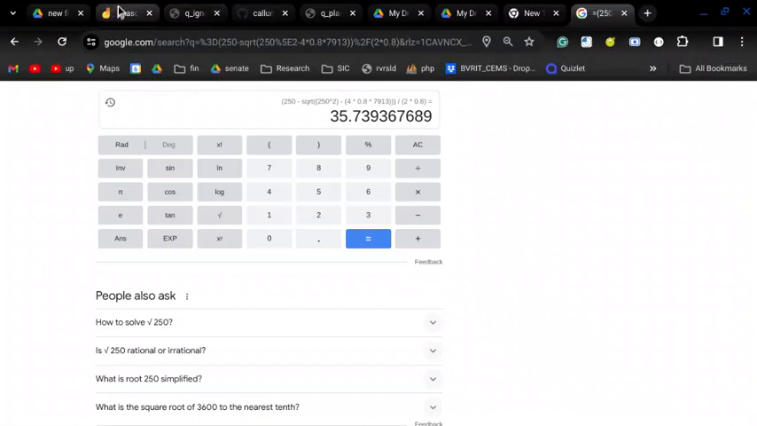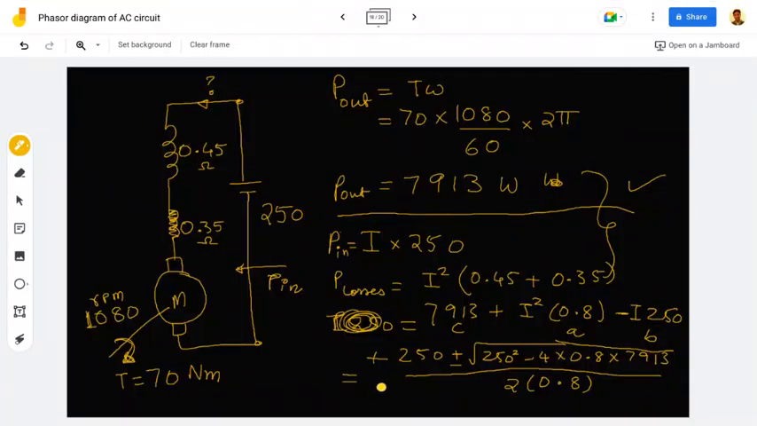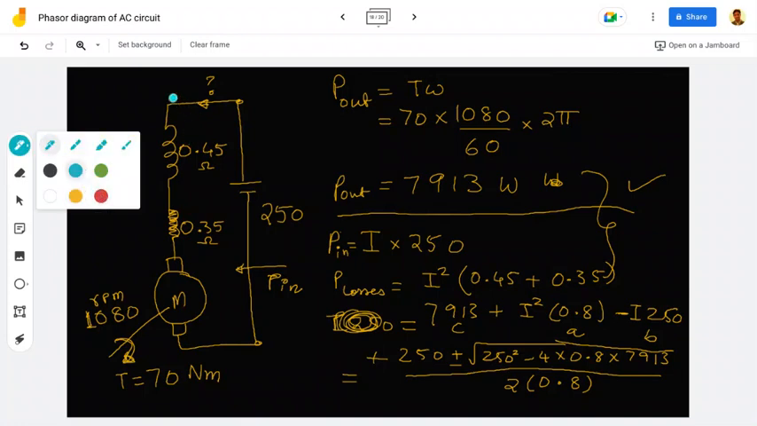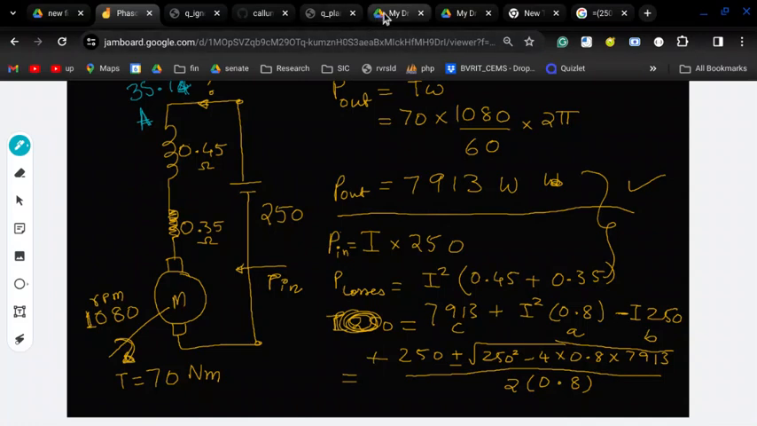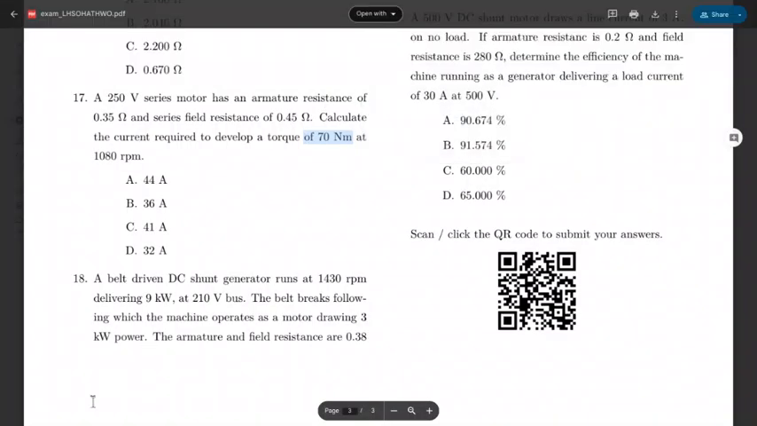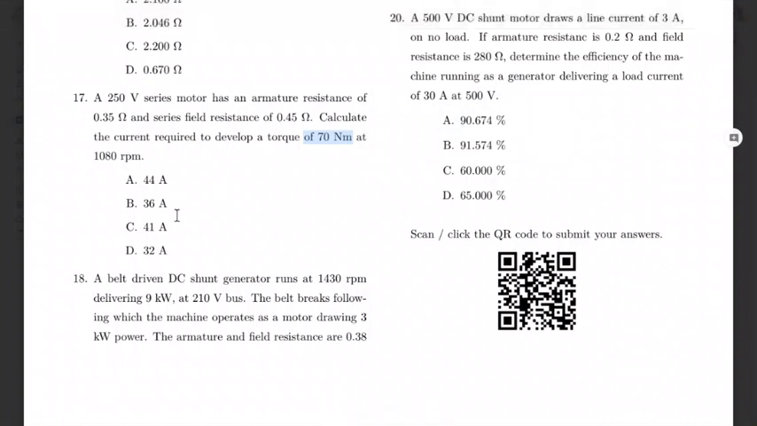So is it there in the options? So finally the current is 35.74 amperes. So let's look at the choices. So looks like B is the answer. Although I should have enabled more decimals in the answer. But so what are your comments on this?